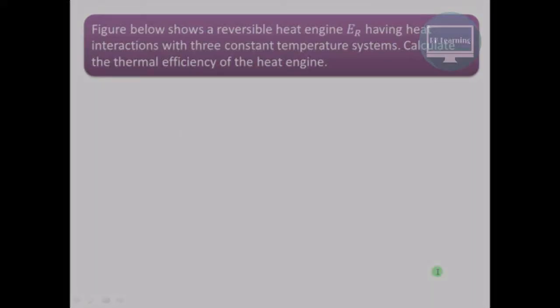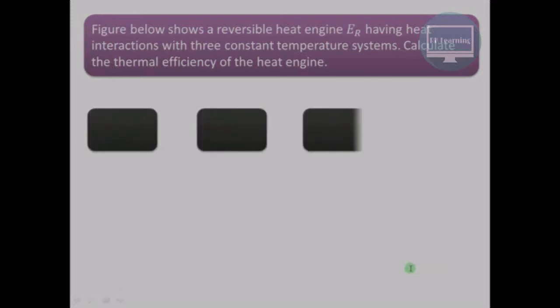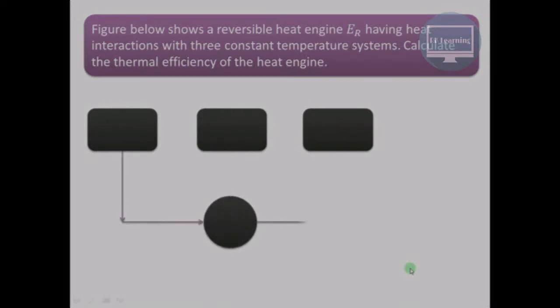Now here the figure shows a reversible heat engine, which has heat interaction with three constant temperature systems, and we have to calculate the thermal efficiency of this particular heat engine. As shown over here, these are the two sources. T1 is equal to 1000 Kelvin, T2 is equal to 500 Kelvin, and this is the sink where the heat is rejected, and that is T3 is equal to 300 Kelvin.